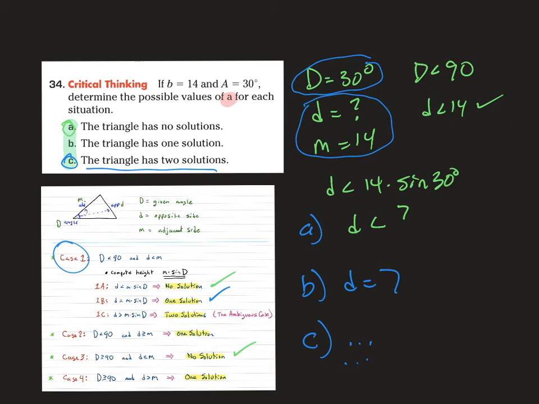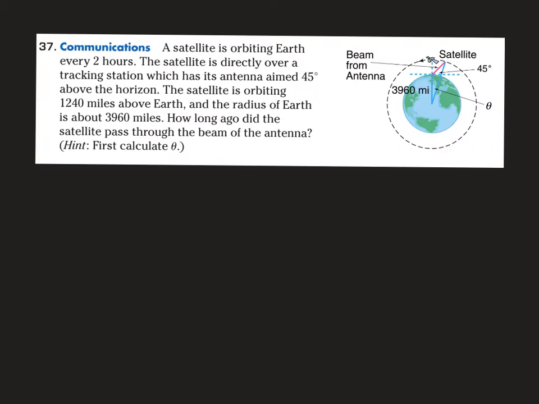Okay, let's take a look at 37. We'll give you some hints on that too. A satellite is orbiting Earth every 2 hours. The satellite is directly over a tracking station, which has its antenna aimed 45 degrees above the horizon. The satellite is orbiting 1,240 miles above Earth, and the radius of the Earth is 3,960 miles. How long did it take the satellite to pass through the beam of the antenna?